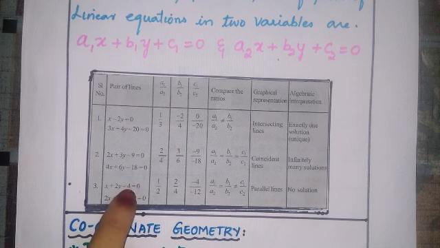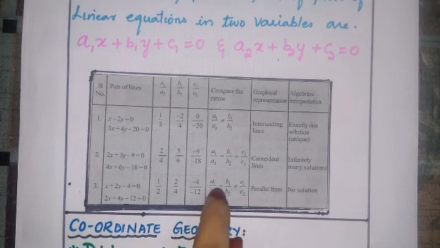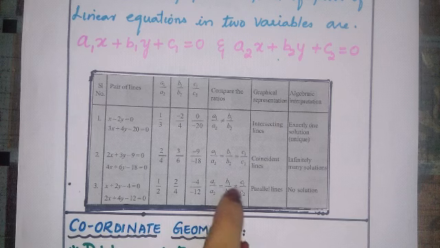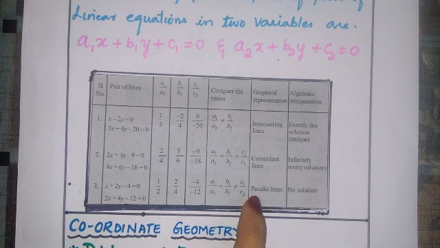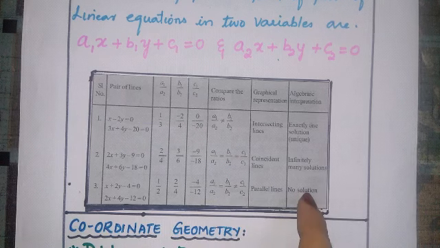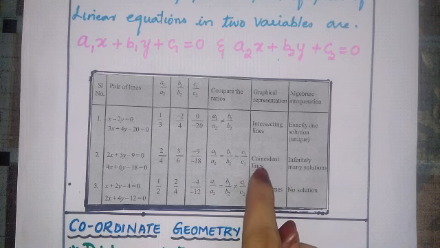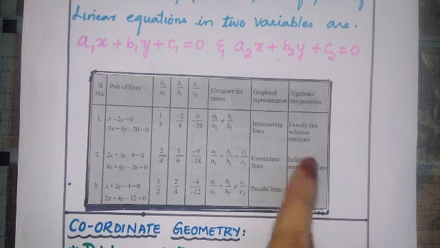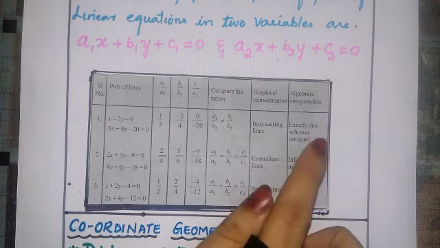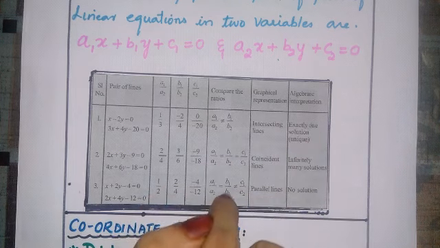Now the last one is, if a1 upon a2 is equal to b1 upon b2 but not equal to c1 upon c2, then the lines are parallel lines and it has no solution. For parallel lines, no solution. For coincident lines, infinitely many solutions, and for intersecting lines, unique solution. So the conditions are this.